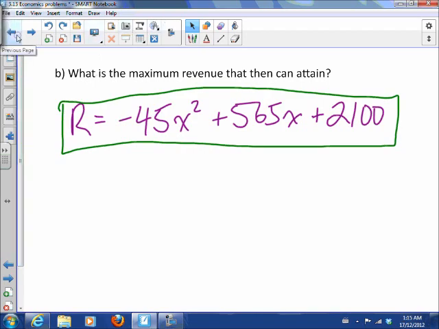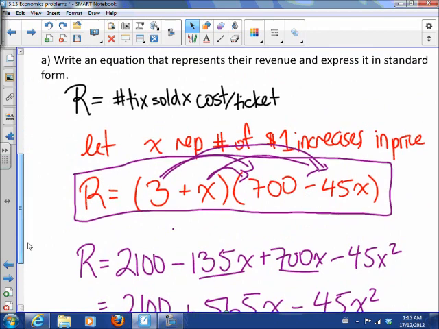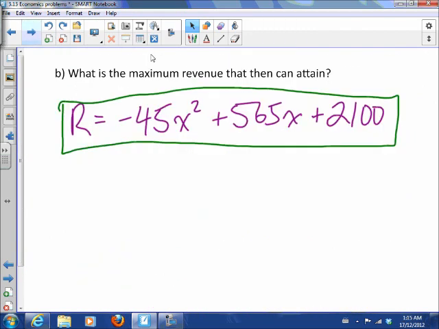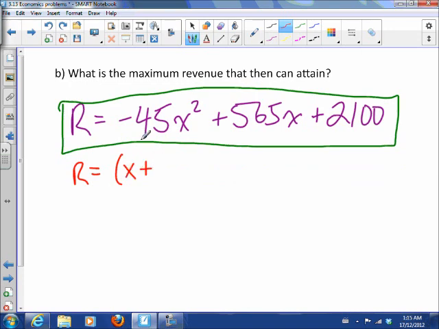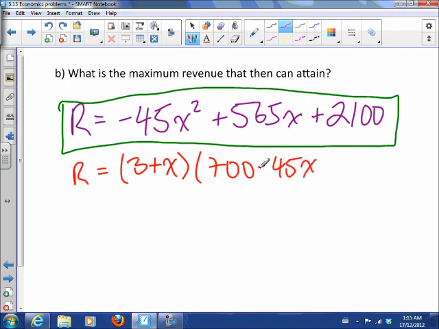But I also want you to remember that we have something that looks like factored form. Okay, so I'm going to rewrite that one as well. So the revenue is 3 plus x, and then 700 minus 45x. Okay? So we've got part 1 and part 2. Okay, same equation, just represented different ways.